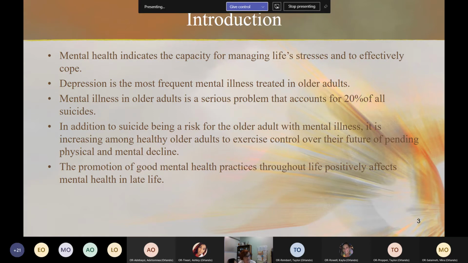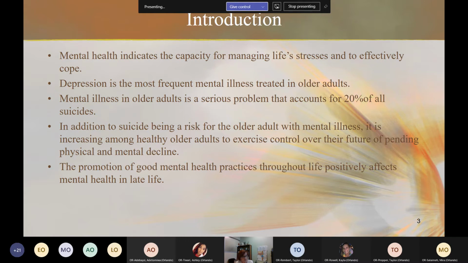Mental illness accounts for about 20% of all suicides. That's a pretty high number. That's a really high number. So out of 1,000, say, older adults with mental illness, 20% of those would account for suicides. And that's a big number. And we have to always remember that for our patients with mental illness.